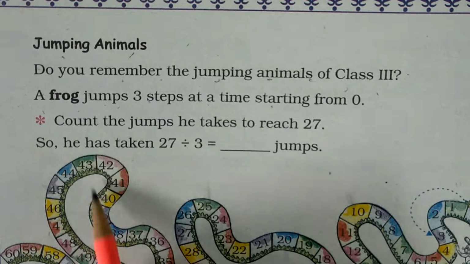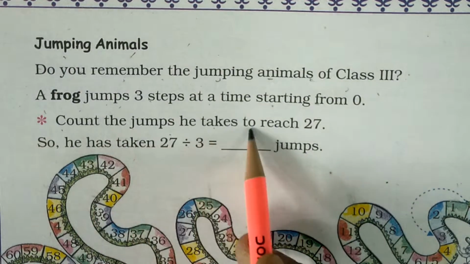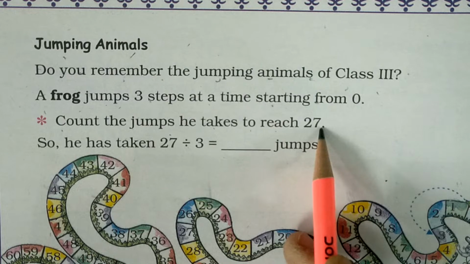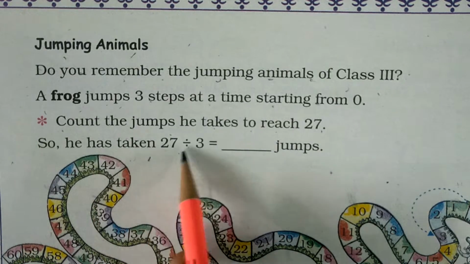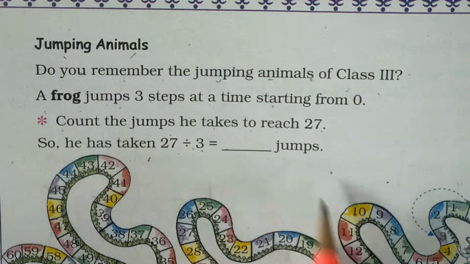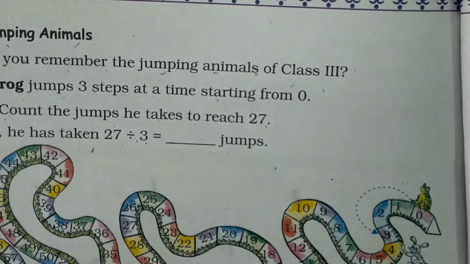What is written? Count the jumps he takes to reach 27. So to reach 27, how many jumps he has to take, that one we have to find. So he has taken 27 divided by 3 is equal to dash jumps. So let's start.